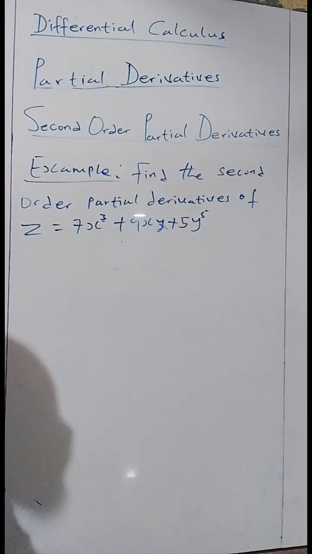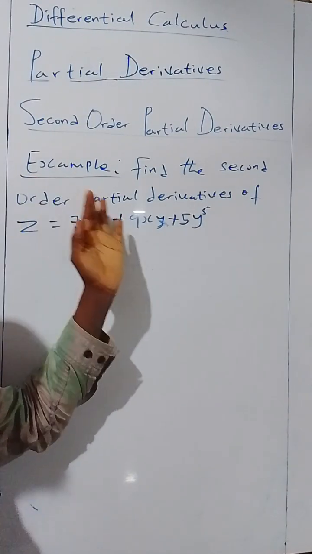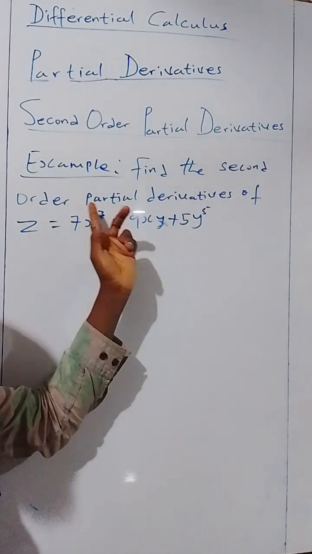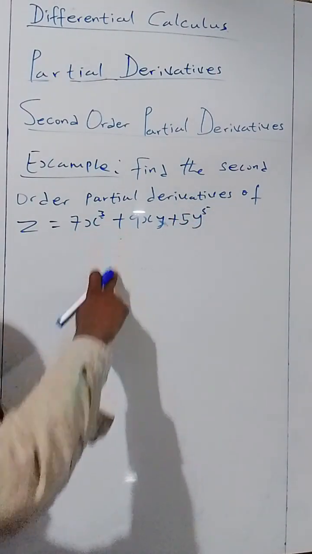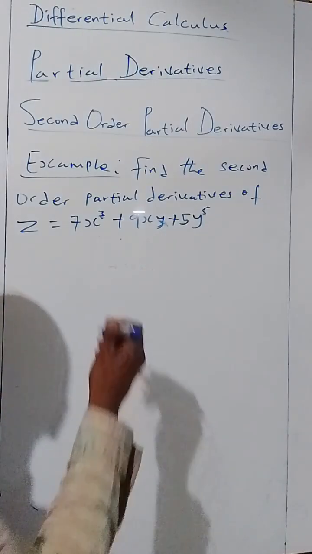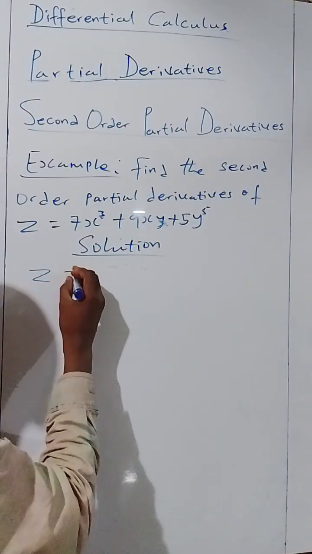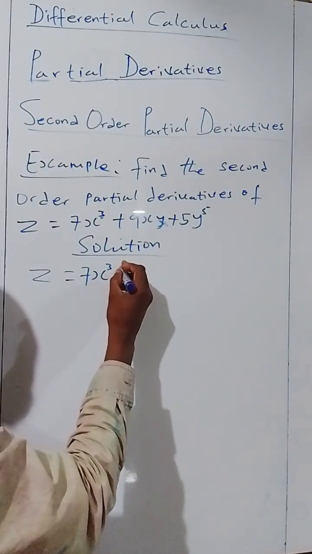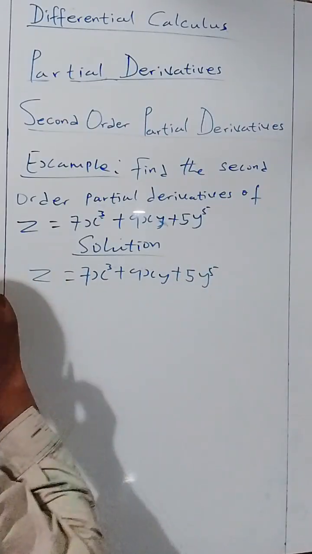So we want to talk about second order partial derivatives in this class. Let's take this example. Find the second order partial derivatives of z equals 7x raised to the power 3 plus 9xy plus 5y raised to the power 5. So how do we solve this problem? Solution. Let's rewrite the function: 7x raised to the power 3 plus 9xy plus 5y raised to the power 5.